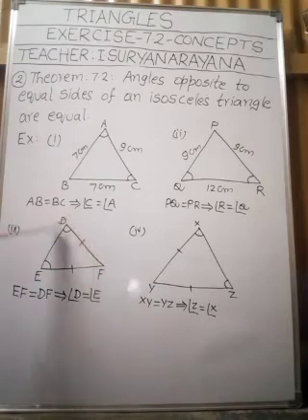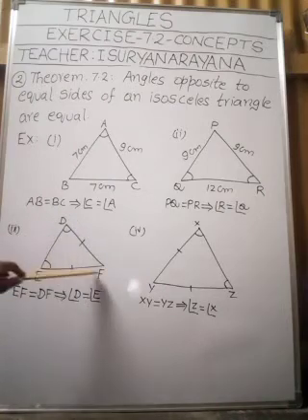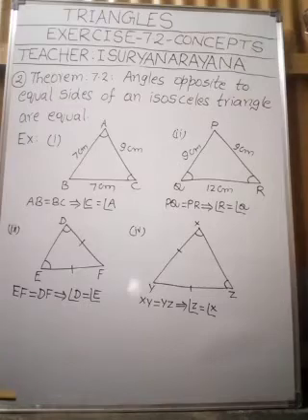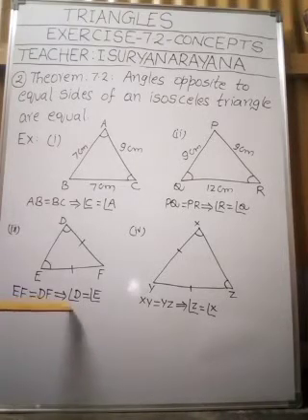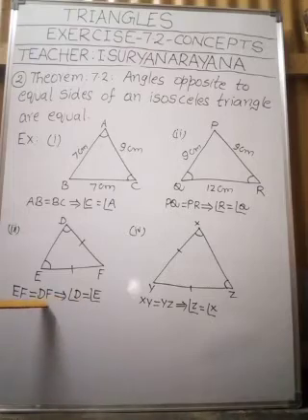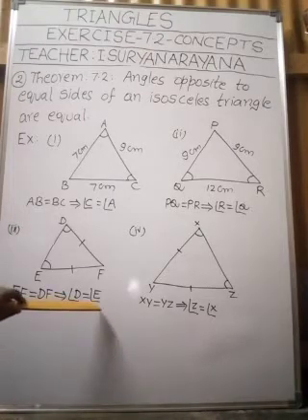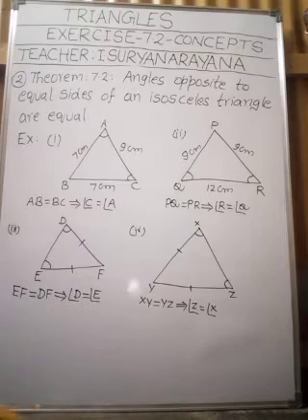In triangle DEF, EF and DF, these two sides are equal. Then which angles are equal in this triangle? Yes, see here DEF is there. So letter D is missing. So angle D is equal to, which letter is missing here? E. So angle E. So angle D is equal to angle E. Is it clear, my children?